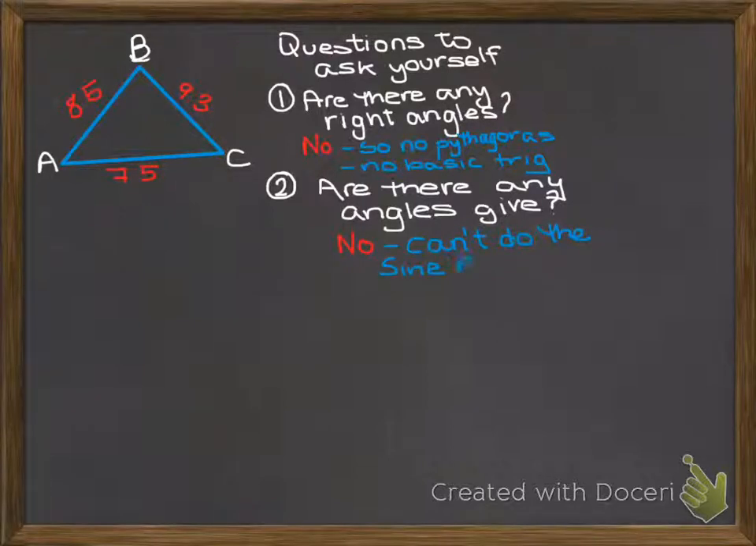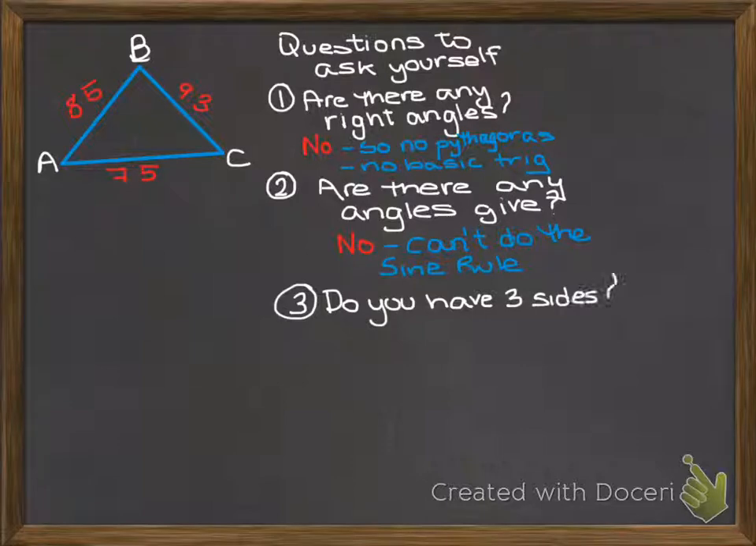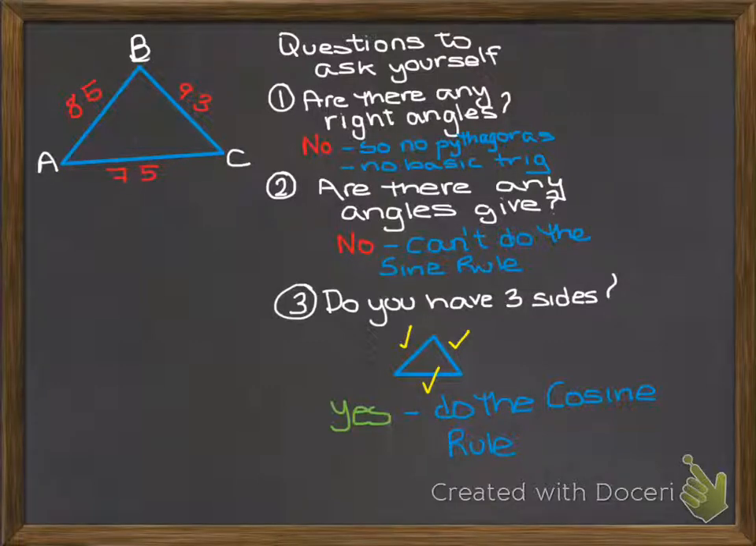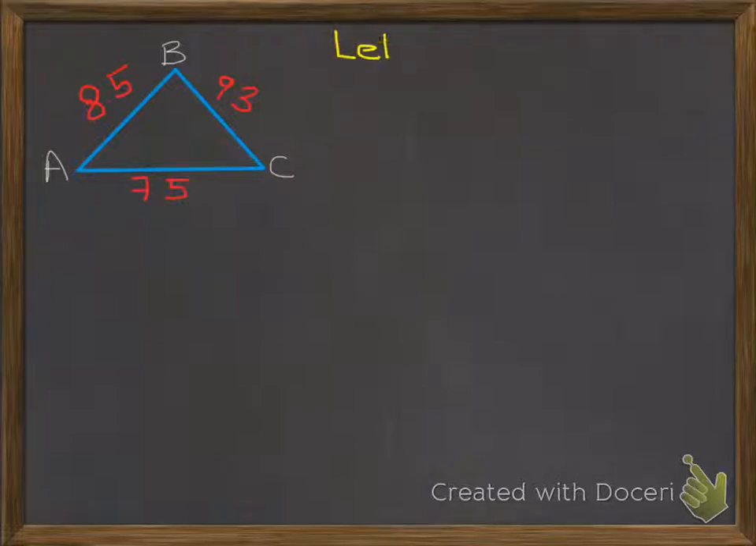Secondly, are there any angles given? If so, we could use the sine rule. Looking for the reasons for using the cosine rule: side, side, side, or side, angle, side. In this case, we've been given three sides, so we're going to use the cosine rule. If I use the cosine rule, I can choose any angle to start with, but let's start with angle A.